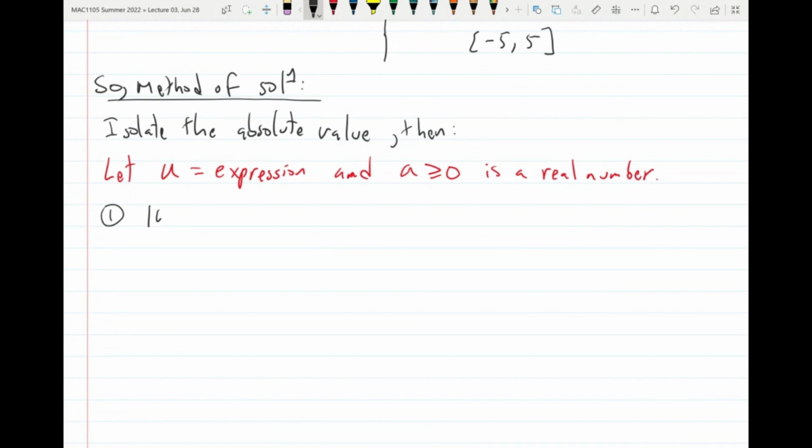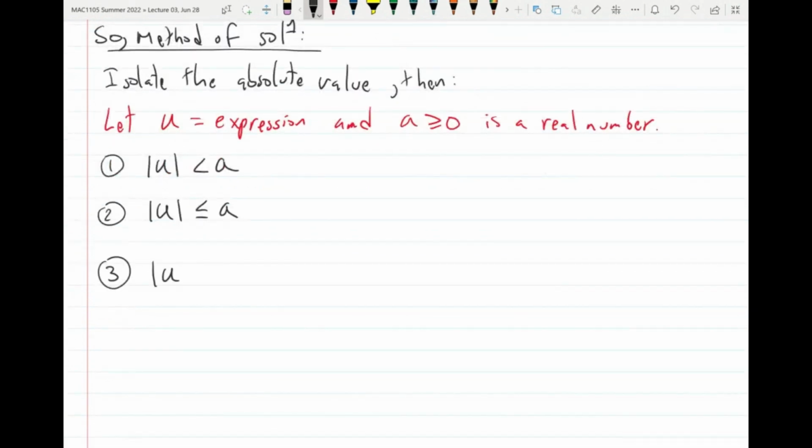Number 1, absolute value of u less than a. Number 2, absolute value of u less than or equal to a. But they go together, if you will. And greater than a, and then greater than or equal to a. Okay, so what does the first one mean? So how do we solve this? When you have absolute value of something less than a number, what does this mean? It means that u is between -a and a.